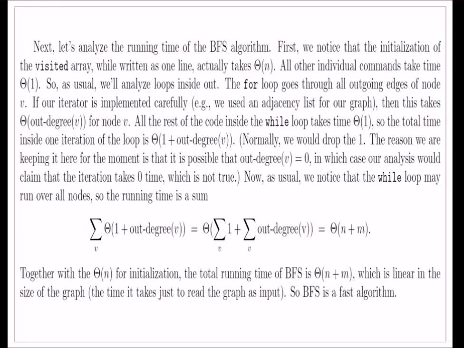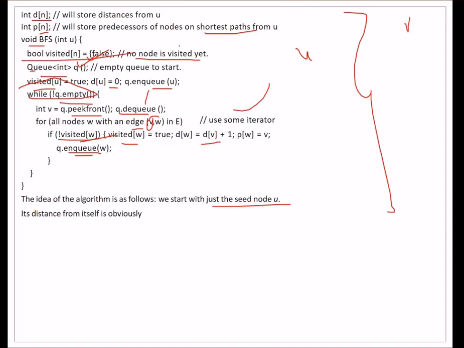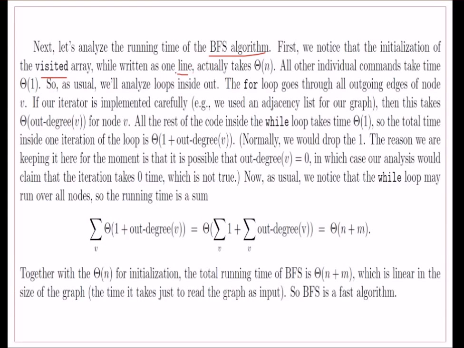Let us analyze the running time of BFS first. We see that the initialization of the visited array, while written as one line as you see in the code, is actually the line from where the code starts. We'll subsequently talk about each of these lines. This one line actually takes order of, or theta of, n. Then all other individual commands take theta of 1.